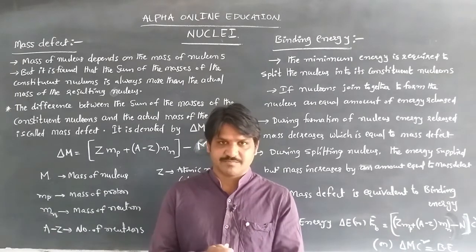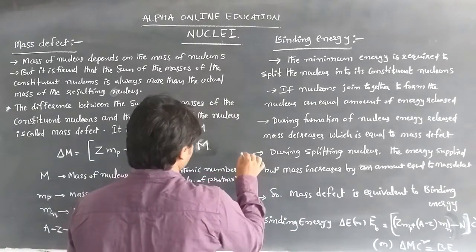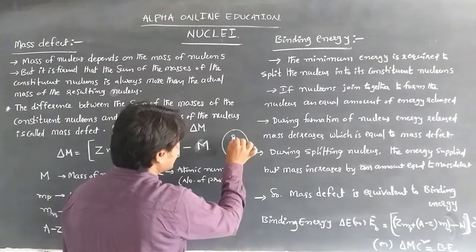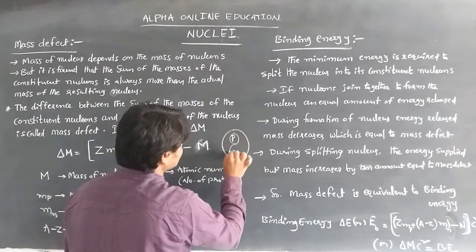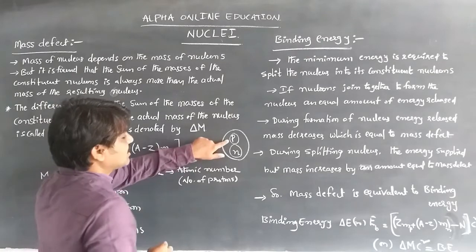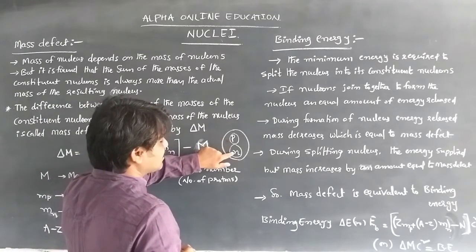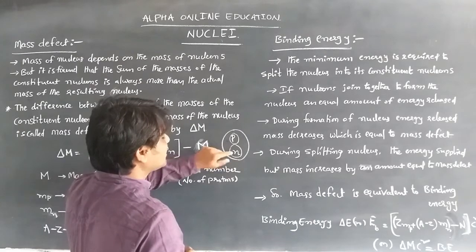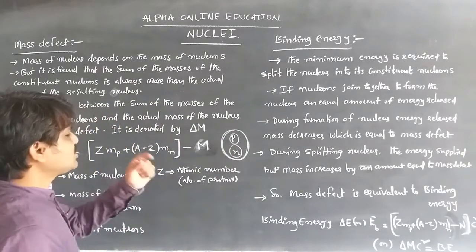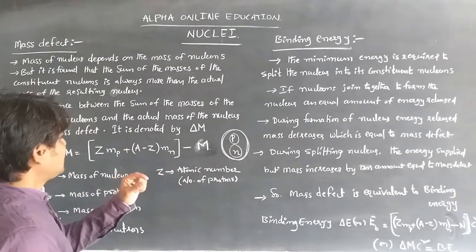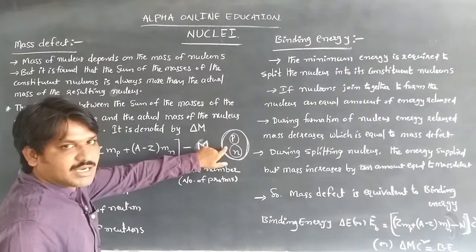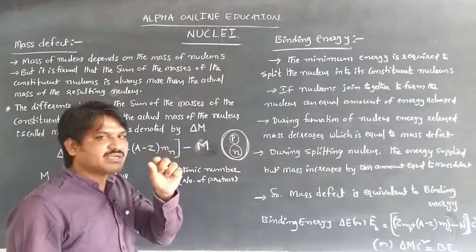The difference between them: consider a nucleus, it has protons and neutrons. If we add the mass of the neutrons and the mass of the protons individually, the sum is always a little bit more than the total entire mass of the nucleus. That difference between the mass of the nucleons and the total mass of the nucleus is called the mass defect, the defect in the mass.